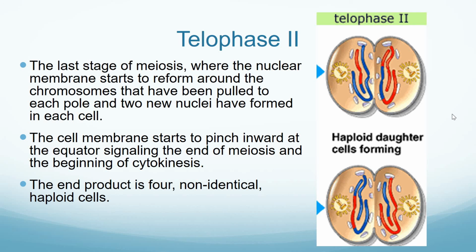And telophase 2 is the last stage of meiosis, where the nuclear membrane starts to reform around the chromosomes, and the cell membranes start to pinch towards the equator, signaling the end of meiosis and the beginning of cytokinesis. And at the end, you have 4 non-identical haploid cells. And that non-identical haploid cell is due to the variation that we had during our crossing over.